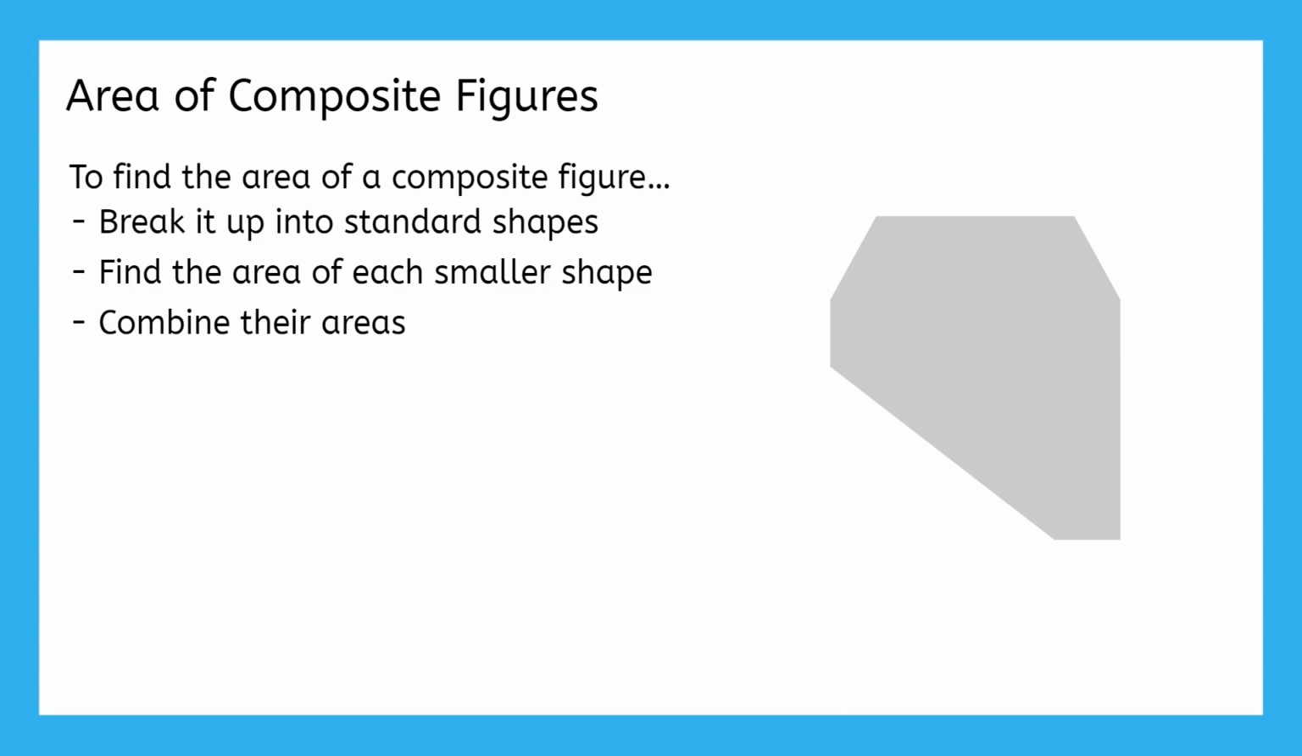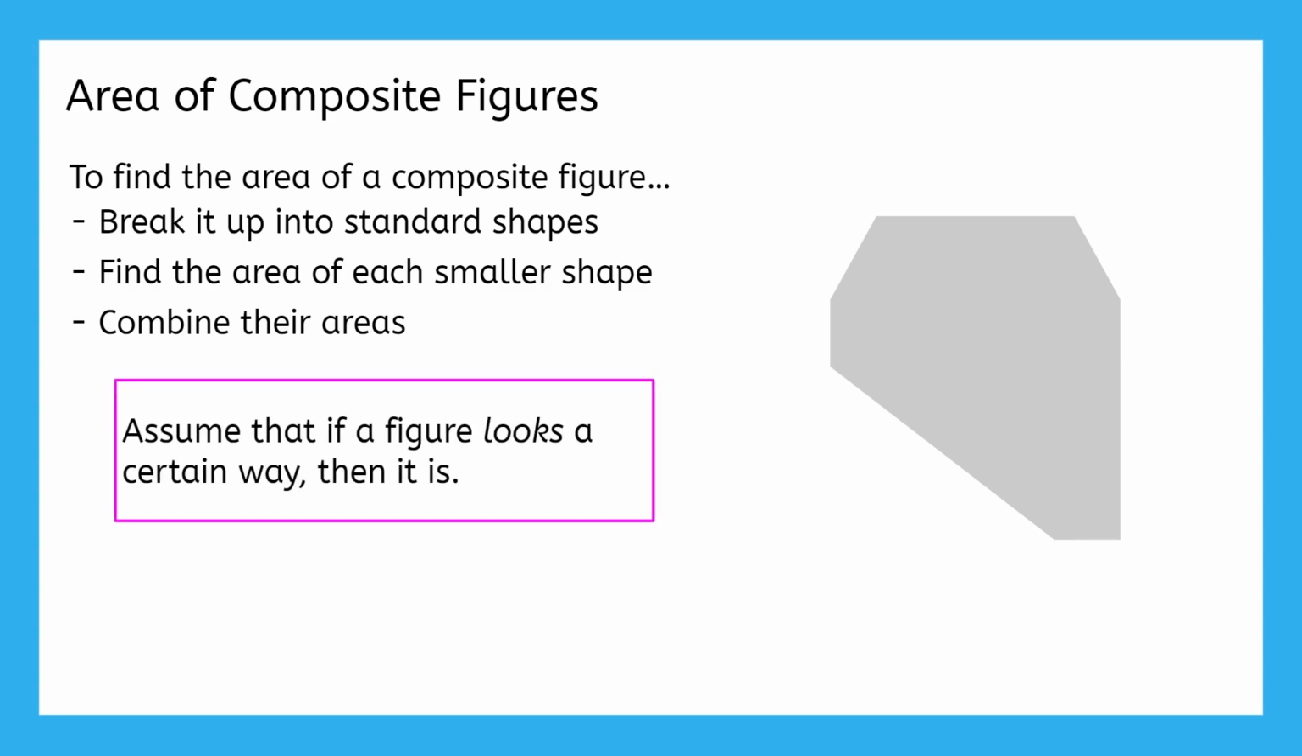For this lesson, you can assume that if a figure looks a certain way, then it is. For example, we can assume that this is a right angle and that all 3 of these segments are perfectly horizontal and parallel without having to have the symbols in the original picture. Now that we've got that cleared up, let's try this out.